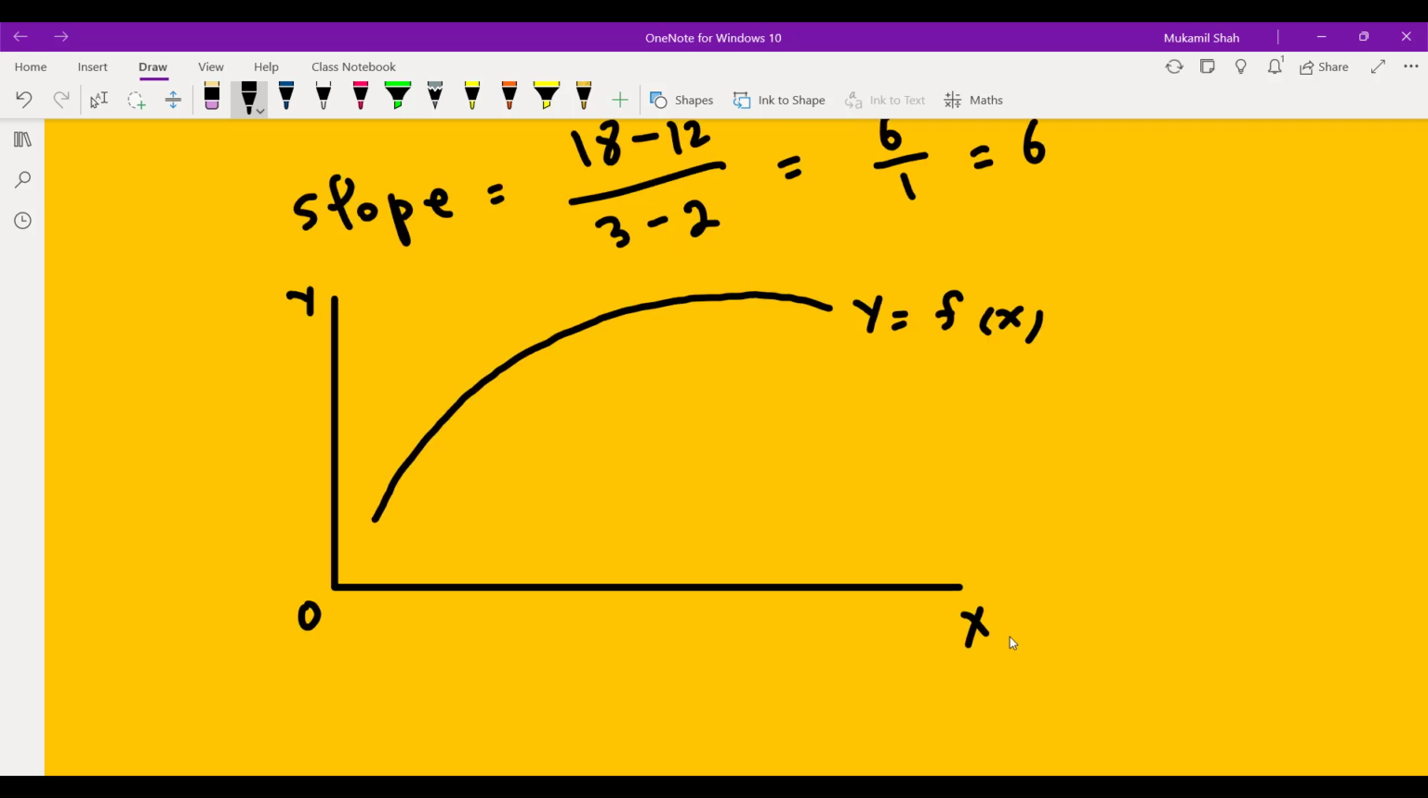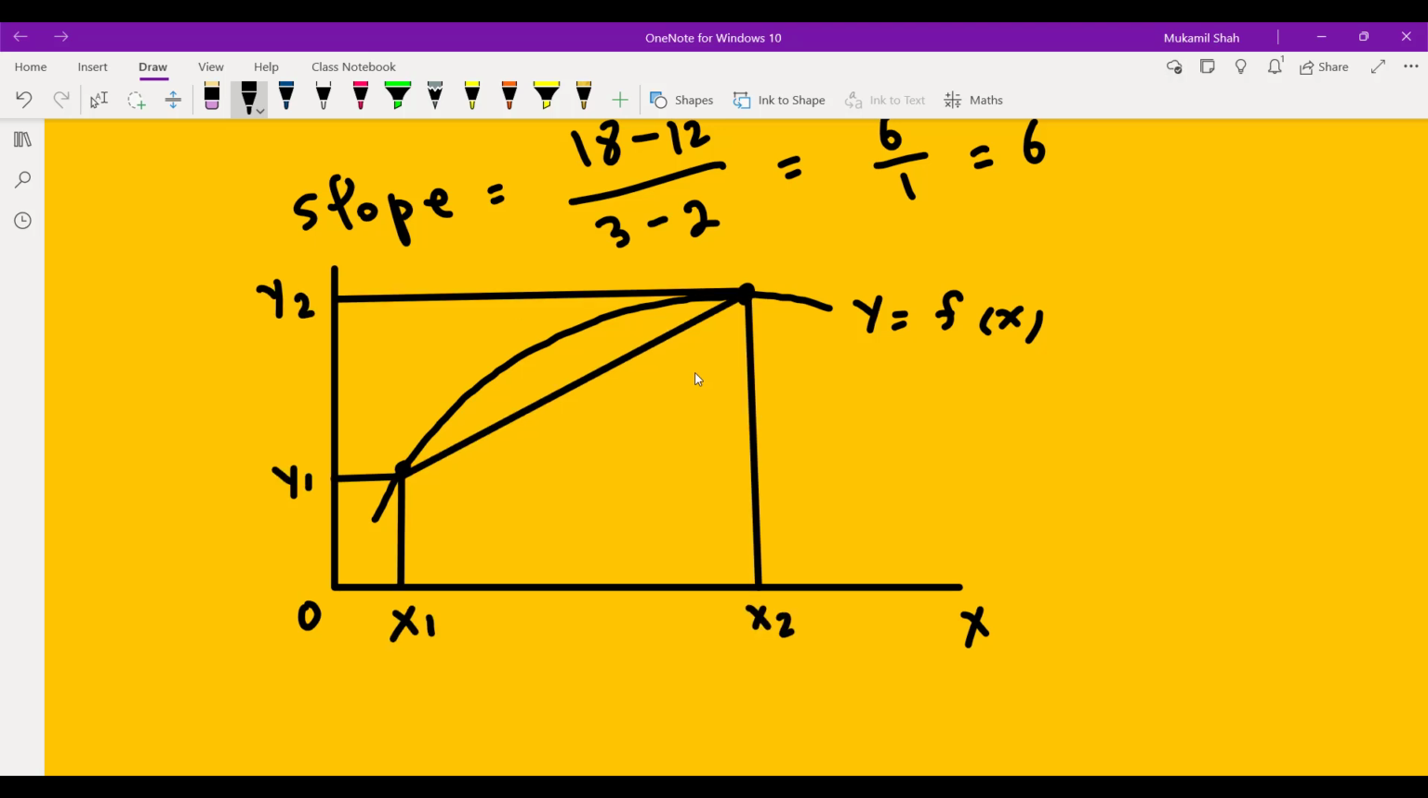For example, if this is the graph which shows the relationship between x and y. Now look, if this is one point and this is the second point, and this is the graph, for example, which is not a linear line, when the value of x is x1, the value of y is y1, and when the value of x increases from x1 to x2, the value of y increases from y1 to y2.